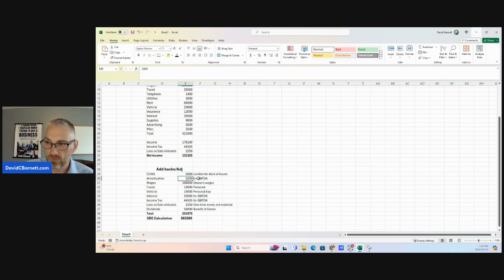Amortization, the definition of EBITDA is earnings before interest, taxes, depreciation, and amortization. So amortization gets added back. And seller's discretionary earnings is EBITDA plus adjusted with the owner's salary.